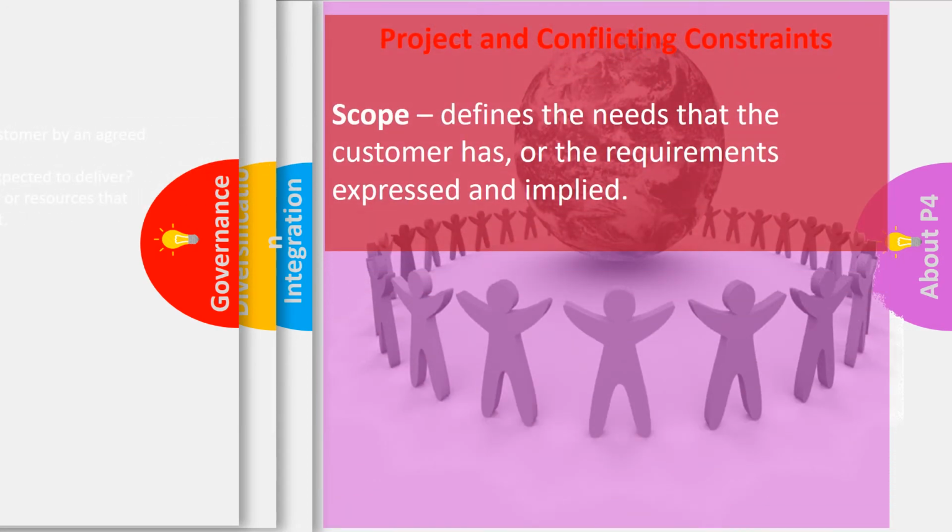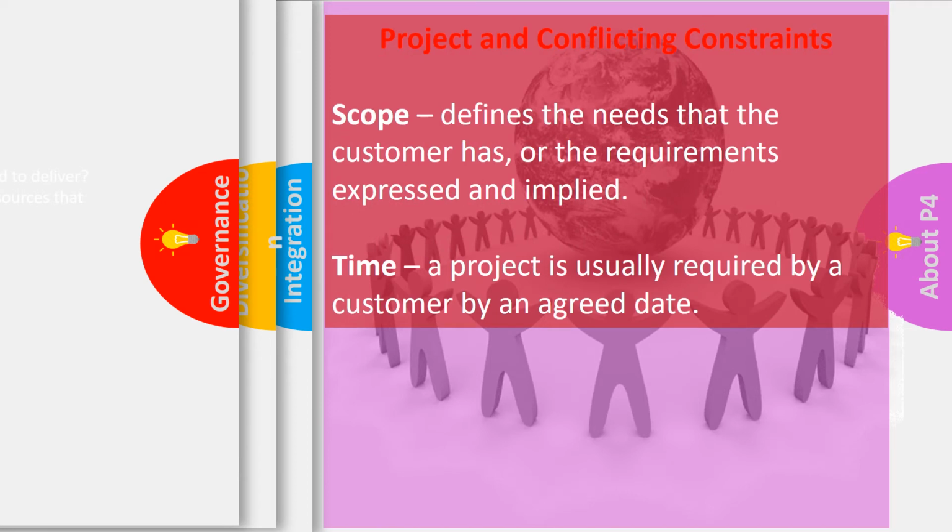Let's look firstly at some of the project and conflicting constraints, which we've looked at already. So obviously we have the scope, and the scope defines the need that the customer has, or the organization has, or the requirements expressed and implied. What is it exactly that you're trying to achieve? What is it that, at the end of this project, you will be able to do, or you will have?